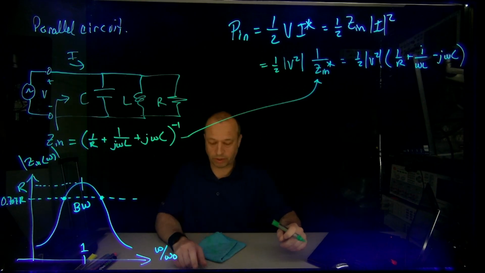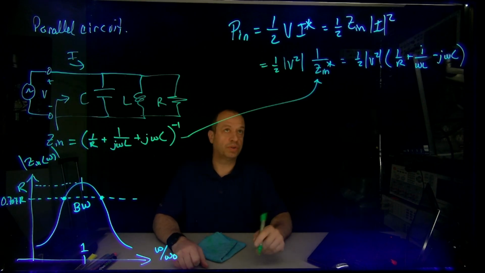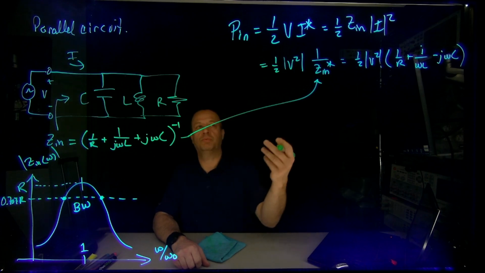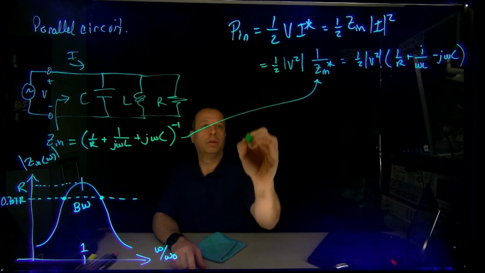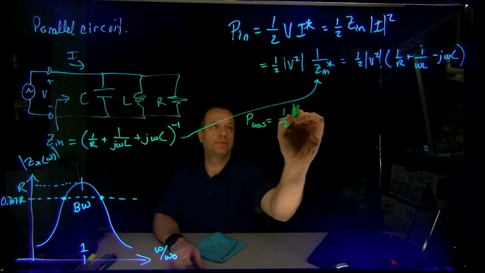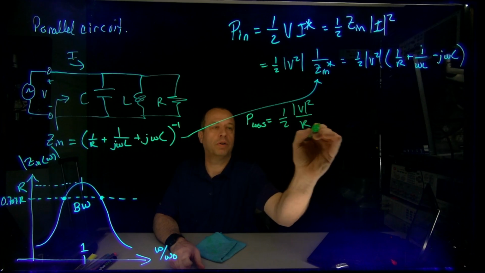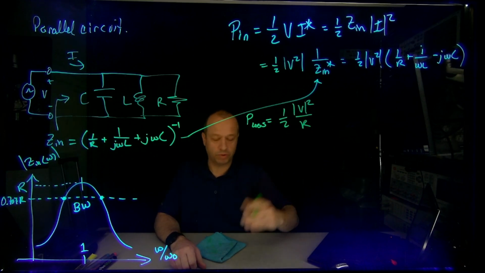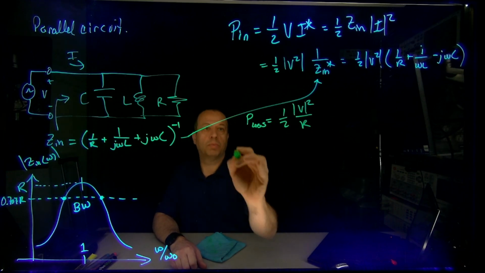So we're going through this, and of course we still want to know what the power loss is, and that's when everything is purely real. So my power loss is equal to 1/2 V squared over R, and again, purely real.